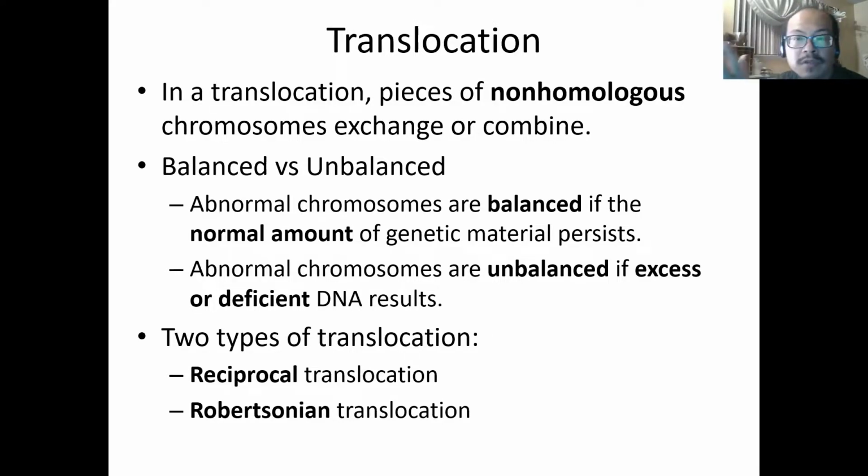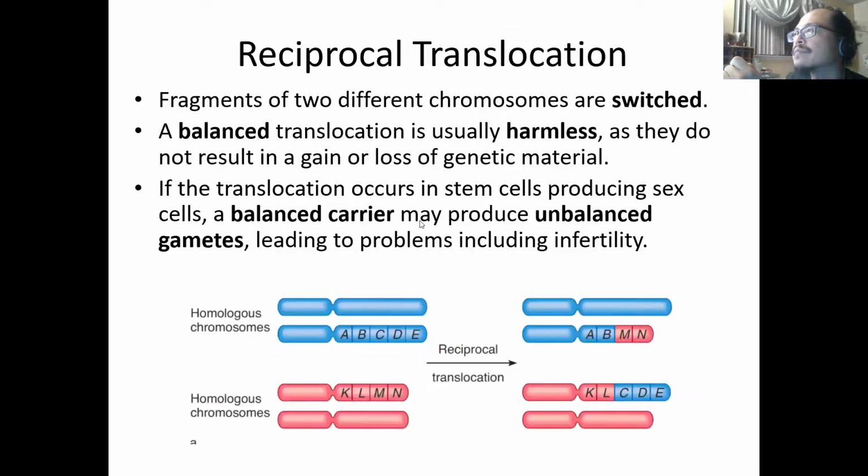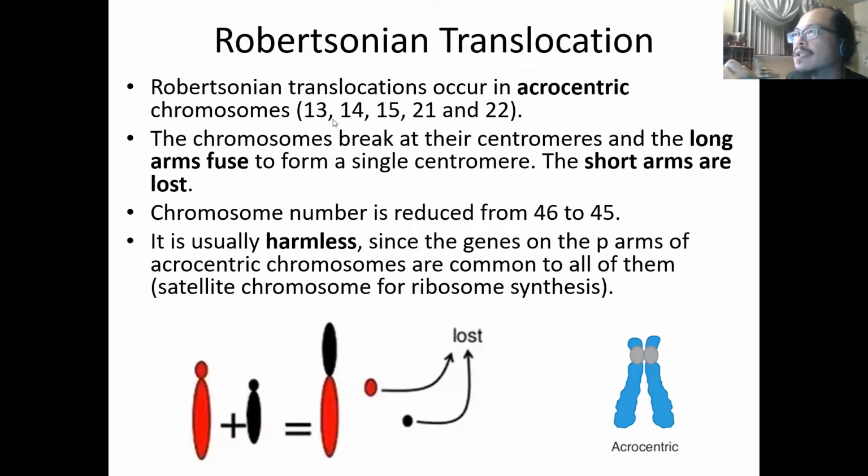It's because of these acrocentric chromosomes. We know that they are 13, 14, 15, 21, 22, double check. Yes: 13, 14, 15, 21, 22. With these acrocentric chromosomes, the P arms are basically heterochromatin, meaning that they are highly packed. And all these P arms from 13, 14, 15, 21, 22 basically have the same genes. Those are the genes to synthesize ribosomes. So if we lose two, we still have the other three to produce ribosomes. So the cell can still function okay. So that's the Robertsonian translocation.